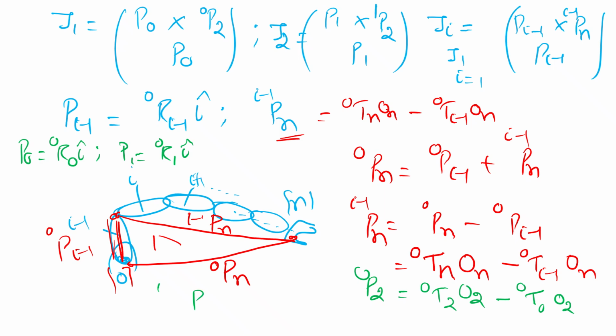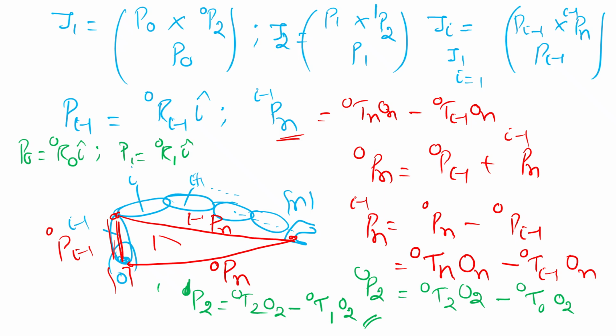So P2 0 is equivalent to T2 0 O2 minus T(i minus 1). So T(i minus 1) here, we are going to calculate T1 0 O2. Okay, that's all. So these are the formulas. I have given the formulas, and straight away we'll apply these formulas in the equation.